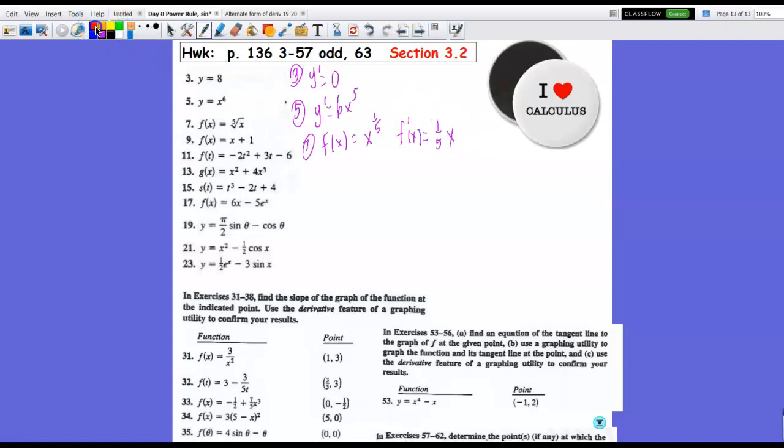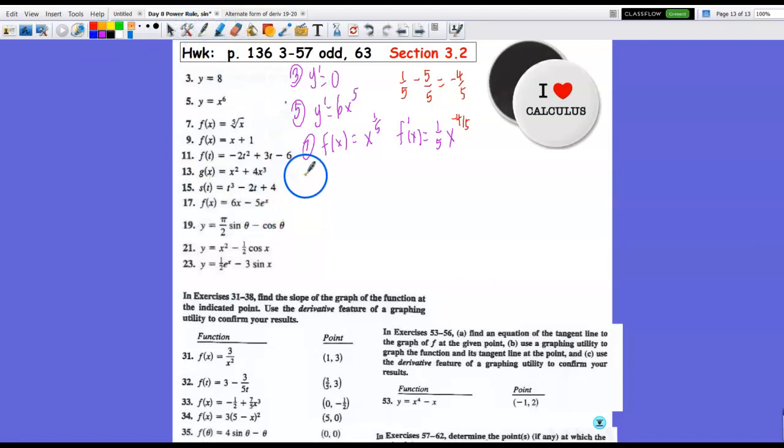Now, when I decrease the power by 1, my current power is 1/5. I'm going to decrease the power by 1, so I'm going to need to represent that as 5 over 5 to get a common denominator. And so when I subtract, I'll get negative 4/5. So the new power is negative 4/5. And if you need to write those fractions out, write them out. Get it right.